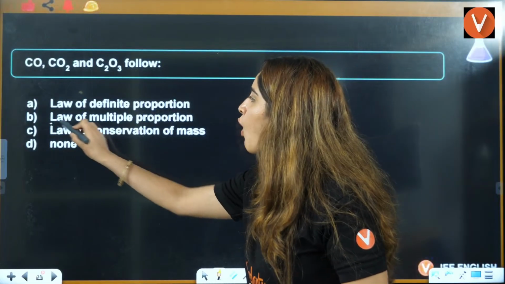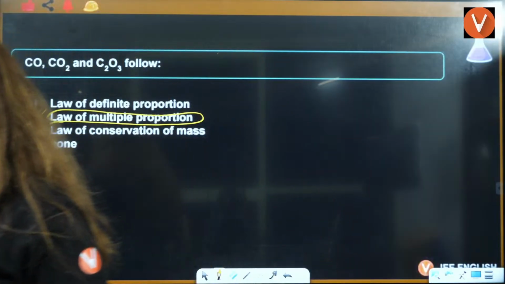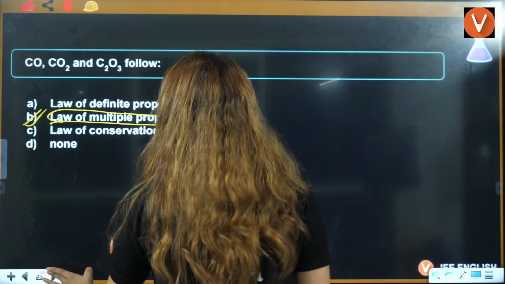So the answer is law of multiple proportion. That is B, the correct answer here, right? B is the correct answer here. Okay, yes. Now let us see the next one.